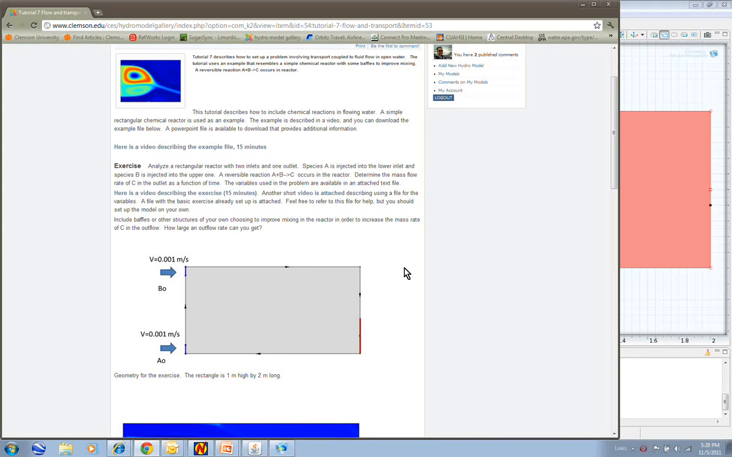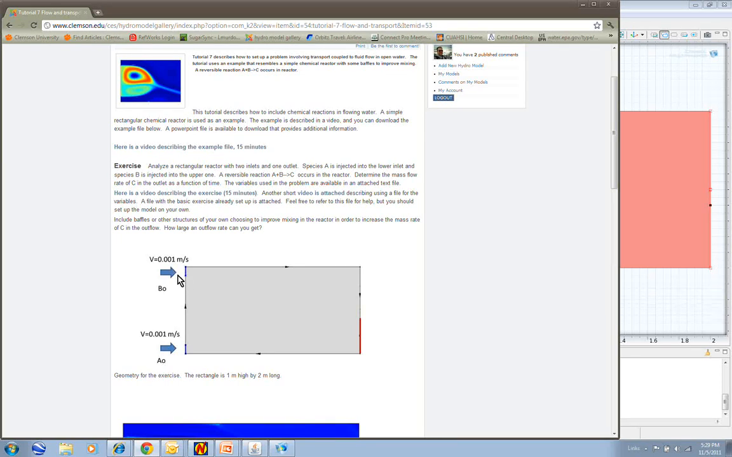So to do the exercise, we start with a geometry that looks like this. It's just a rectangle 1 meter across by 2 meters long, and we have fluid coming in here and here. It's the same reaction that we used before, except in this case, compound A comes in here and compound B comes in here, and they're both coming in at a flow velocity of 1 millimeter per second.